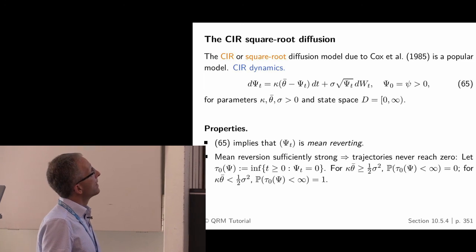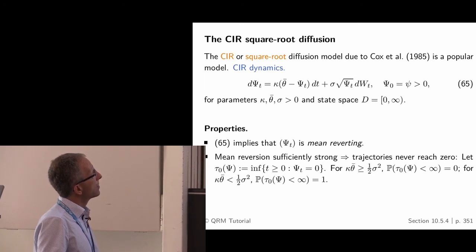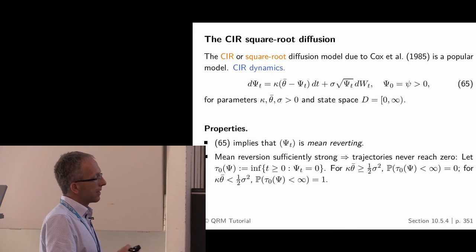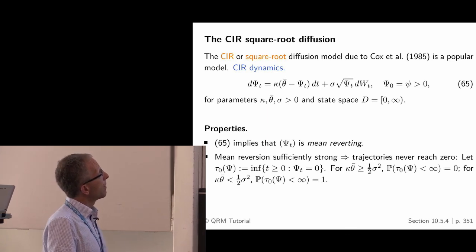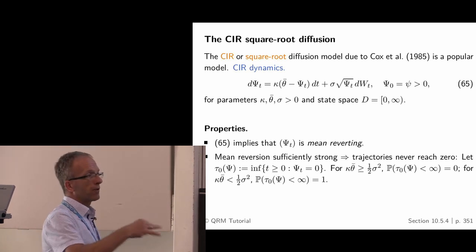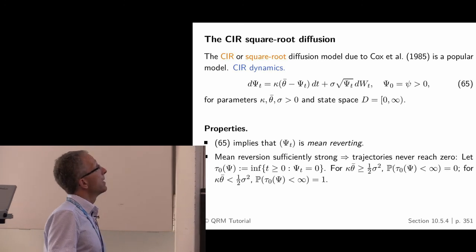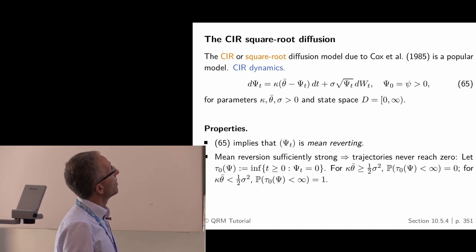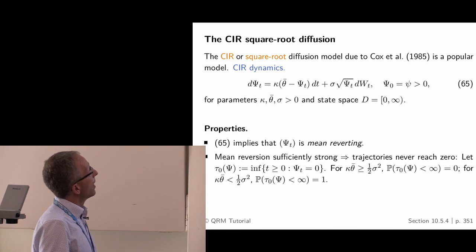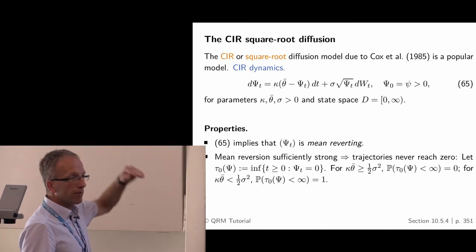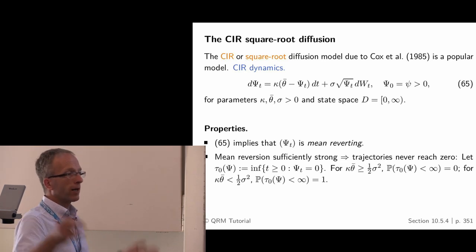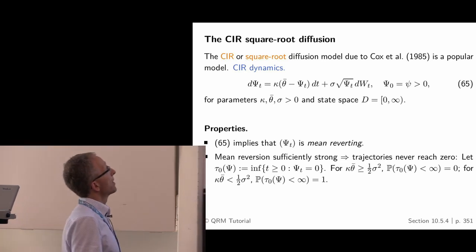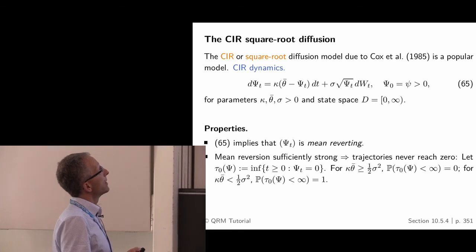The first thing you see is that this is the systematic term in the dynamics, and this is the noise term. The systematic term has the following property. The kappa is typically positive, and theta bar is some long-term level of interest rates, maybe 3%. Whenever psi is bigger than theta bar, you have a tendency to go down. Whenever psi is smaller, you have a tendency to go up. So that's why this is called mean reverting, and trajectories will fluctuate around that theta bar.